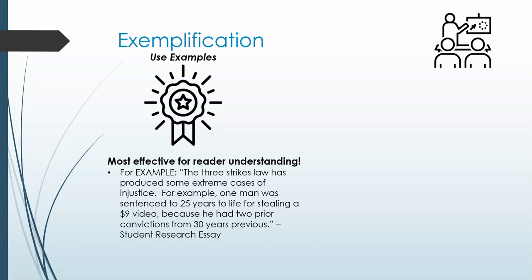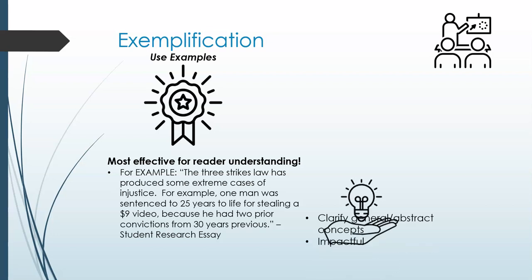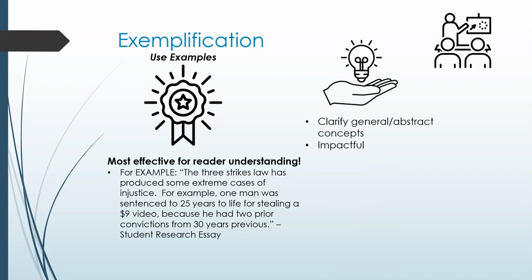The three strikes law has produced some extreme cases of injustice. For example, one man was sentenced to 25 years to life for stealing a $9 video because he had 2 prior convictions from 30 years previous. This example of the consequences creates a much bigger impact on readers and is much more effective than just saying some sentences are unjust. One reason examples are so helpful is because they translate general and abstract concepts into concrete illustrations the reader can picture in their minds.